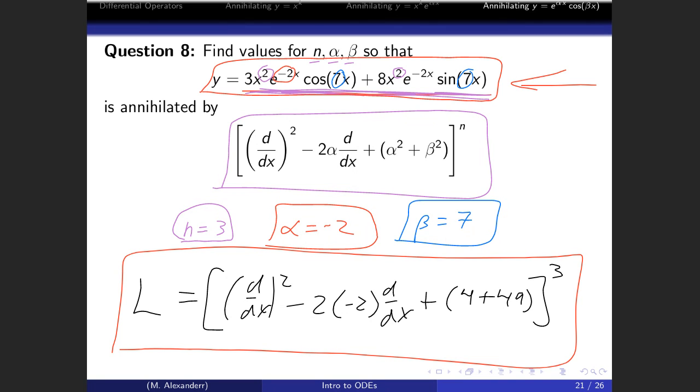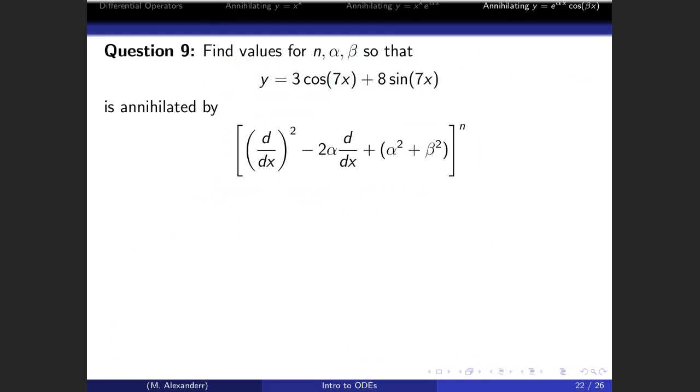So we have to figure out the n, the alpha, and the beta. So let me give you just another example of this type, just to test. All right, so now I'm going to rewrite this function slightly. So this is the same thing as 3x to the 0 e to the 0 cosine 7x, and again 8x to the 0 e to the 0 sine of 7x.